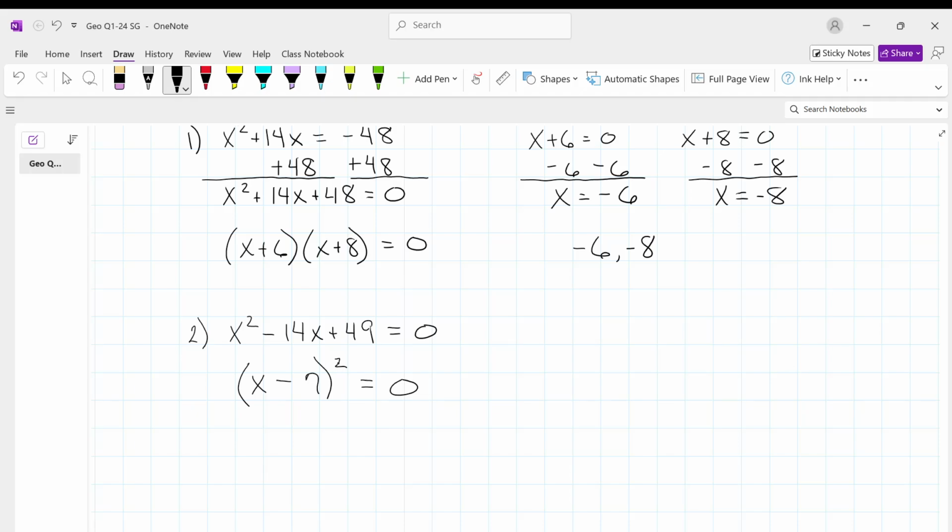All right, so we worked on some other problems using this technique. If x minus 7 squared is equal to 0, we can square root both sides. And by square rooting the x minus 7 squared, it eliminates the exponent. So we get x minus 7 is equal to 0. So add 7 to each side. And we get an x that's equal to 7. So your solution is 7.